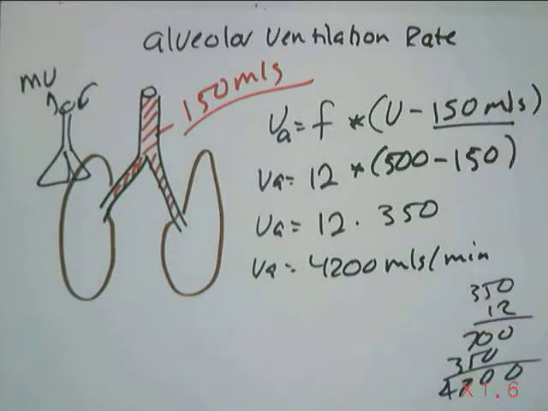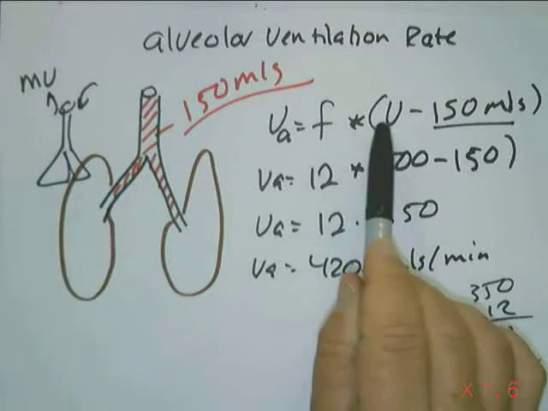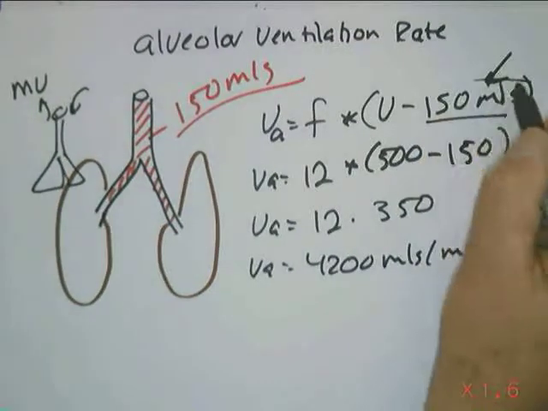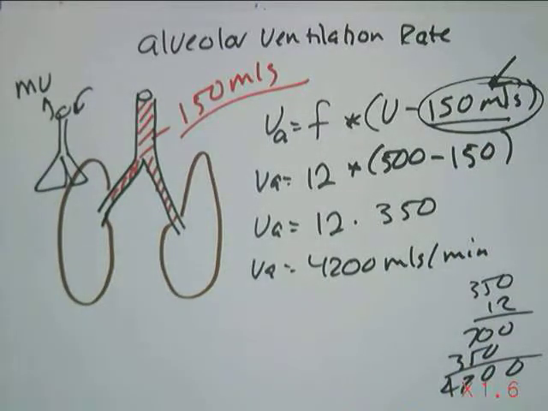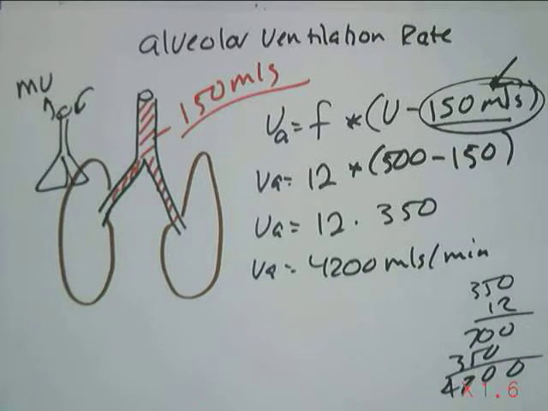So the definition of alveolar ventilation rate is the amount of air which actually ventilates the alveoli. The formula is the alveolar ventilation equals the frequency times the volume minus 150. This is constant. That is what is in the bronchial tree. Write out the formula, and there's your answer.